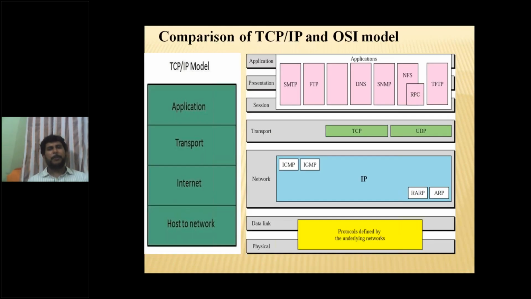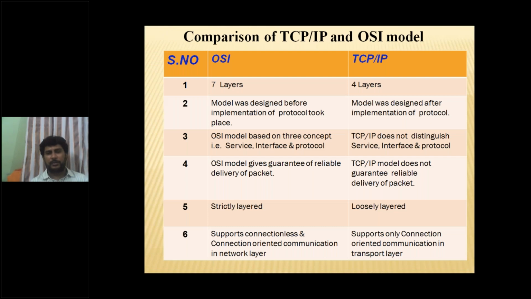So this is a simple comparison of the TCP and OSI models. TCP is basically talking about four layers with different protocols, and OSI is more focused on the seven layers and their functionalities. I hope people will be able to understand this. Here is a quick glimpse of the differences between the OSI and TCP models.